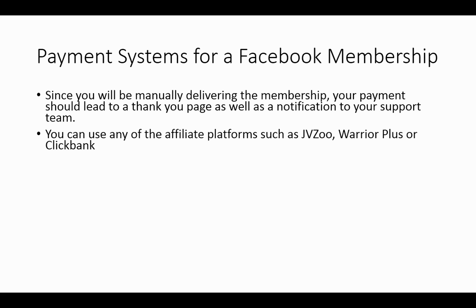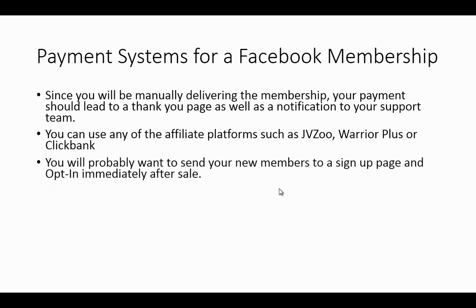Now, that's where we want to talk about how you make this transition from your members paying and then quickly getting into the membership content. You want to send your members to a sign-up page and an opt-in immediately after the sale. This is pretty important because, and you can actually use your autoresponder in order to do this, and I'll show you how to do that right now.